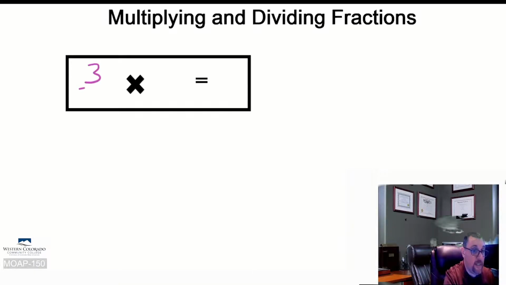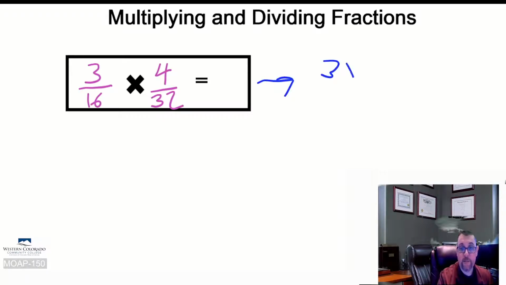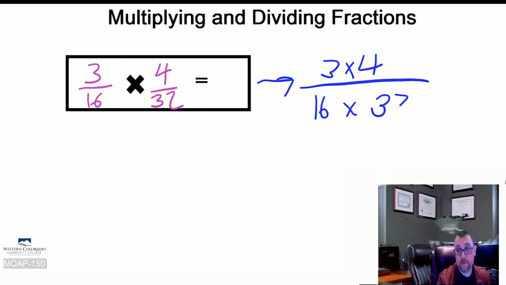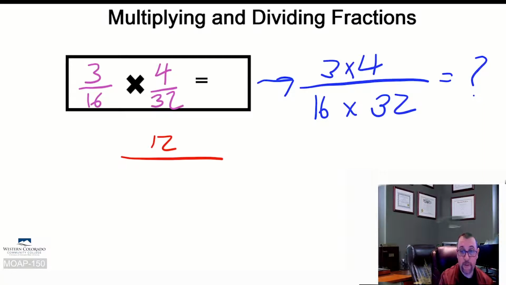Okay, so let's do another one. Let's do 3/16 times 4/32. Okay, so our setup here is 3 times 4 over 16 times 32. What does that equal? We will multiply our top terms first, which is 12. 3 times 4 is 12. 16 times 32, can't really do that off the top of my head, so let's reach over here and just do some math on the side.